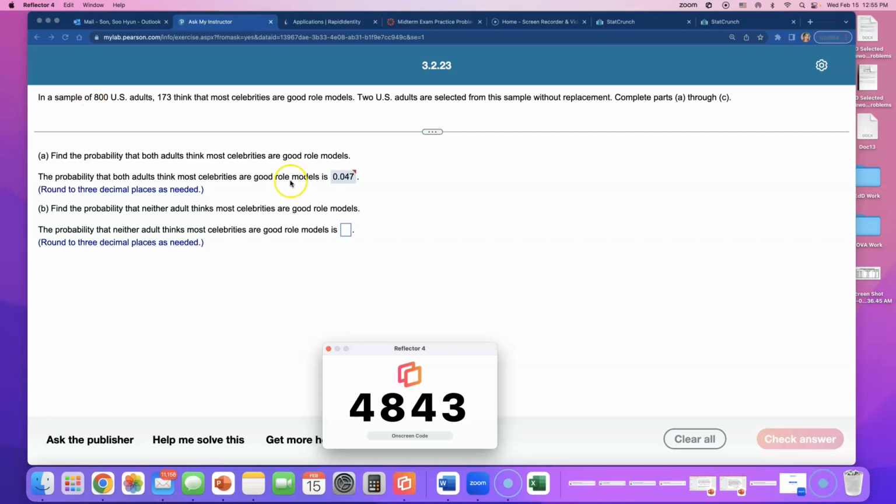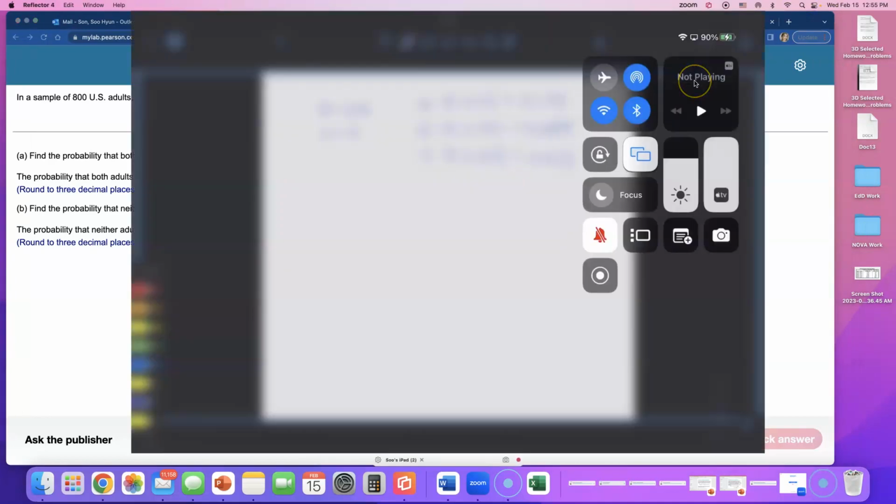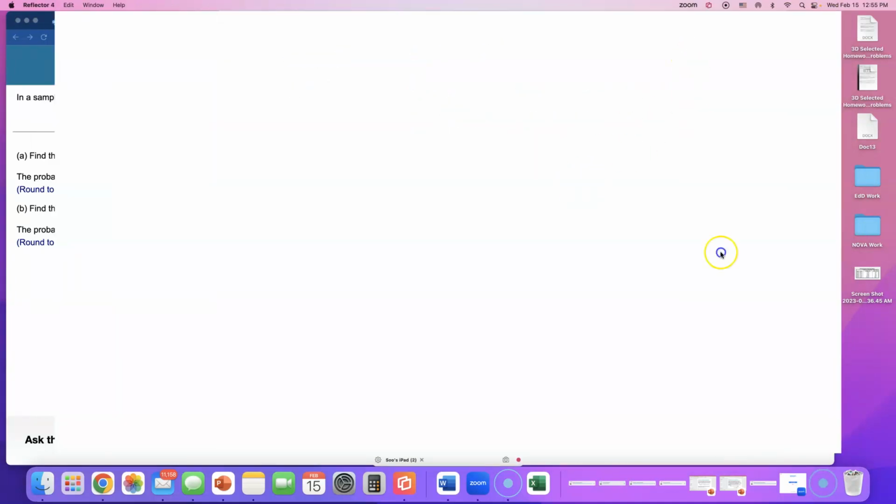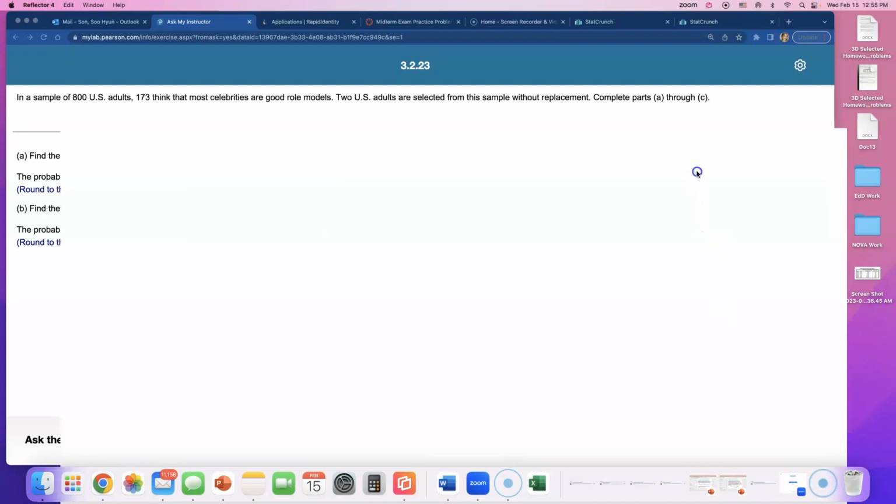Give me 1 second. Let me bring up a tablet so that I can write. All right. So the first time you go in and ask, there are 173 people who think celebrities are good role models out of how many total? 800. But the next time you go and ask, there's one person less, right? 799 people are left. And how many of them out of this 799 still thinks celebrities are good role models? 172. Because there was one person, but we took that person out. So that's going to be the fraction you will need to multiply.